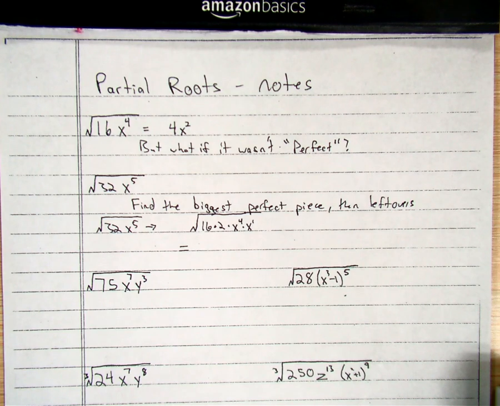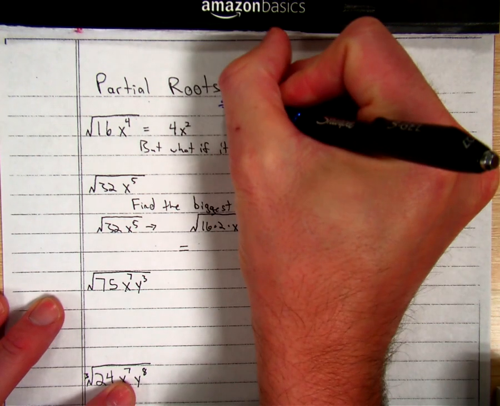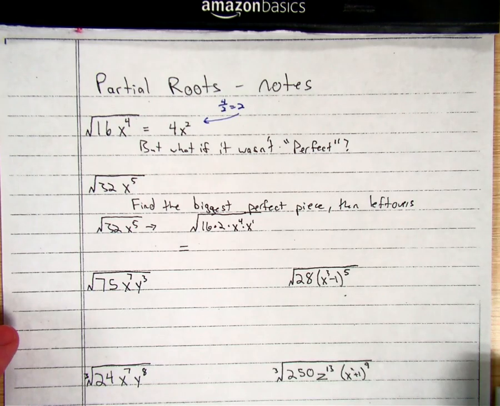So, the example from yesterday was 16x to the fourth. The square root of 16 is 4, and then x to the fourth, you do power divided by the root. Okay, so fourth power divided by the second root, or square root, we'll have 4 over 2 for x squared. But what if these things don't come out perfect?